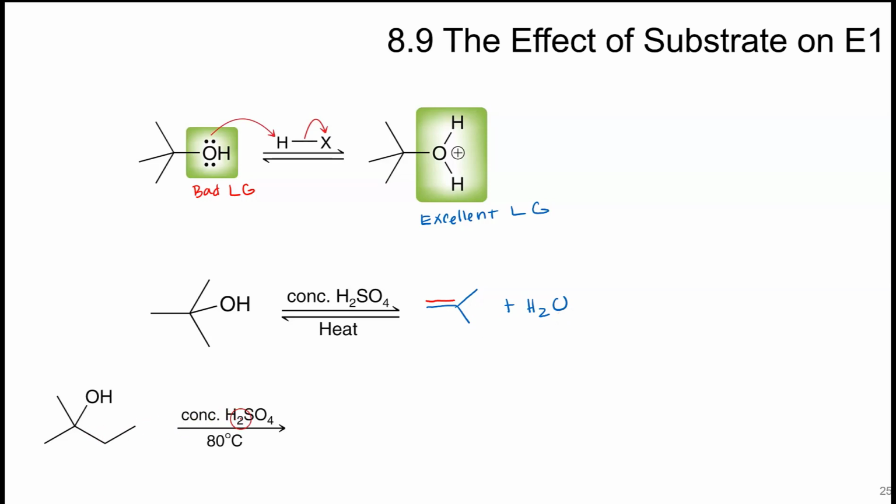If you do this reaction with concentrated sulfuric acid, we can get a mixture of alkenes just like we did with E2. We get the Zaitsev, and this is the Hofmann. And this happens to be 90% Zaitsev, 10% Hofmann. E1 reactions generally will produce the Zaitsev product because it wants to have the more stable alkene.